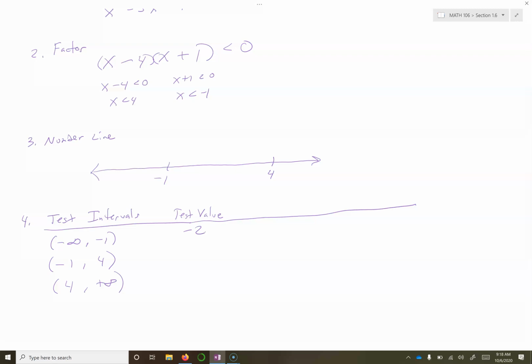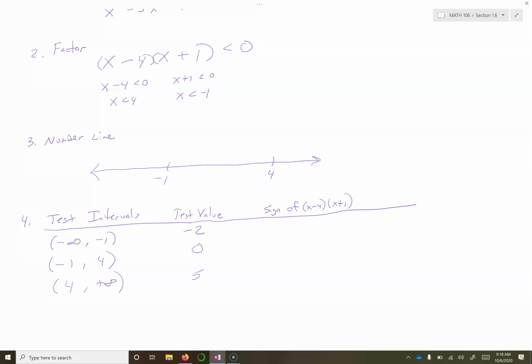Now for the interval between negative 1 and 4, what's the number you're always going to pick? If you have an interval that includes 0, pick 0, because 0 is really easy to deal with when you're trying to figure this out. So 0 is going to be my value between negative 1 and 4. And then from 4 to infinity, I'm probably just going to pick 5. Okay? So I put sine of, and then that's the factored product of my quadratic inequality.